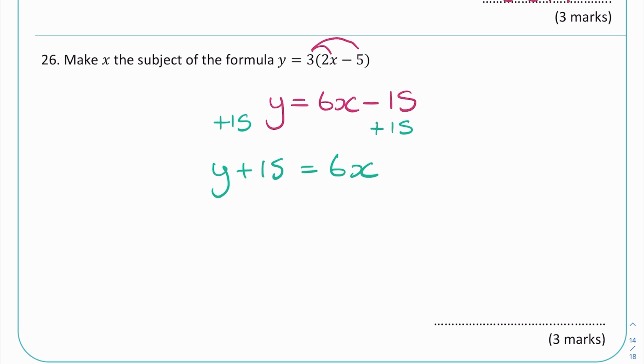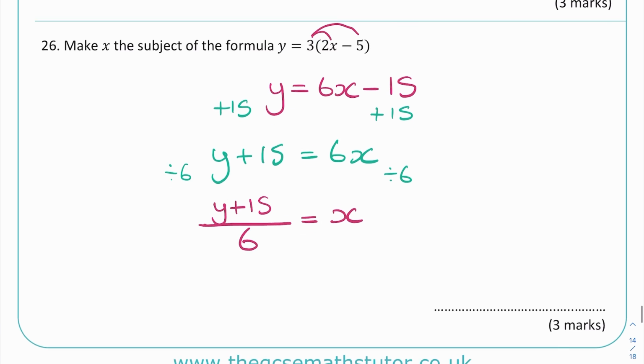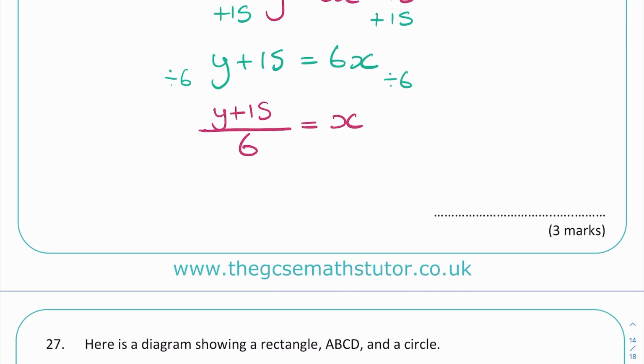We're close to getting it as x on its own, but to get rid of the 6, we're going to have to divide by 6. When I'm rearranging formula, I don't want to write the divide symbol, I just want to put that everything on the left hand side is being divided by 6 by writing a fraction line. So 6 on the bottom, and that's now equal to 1x. X is now the subject. So there we go, I could write that the other way around. I could just say x is equal to y plus 15, all divided by 6.